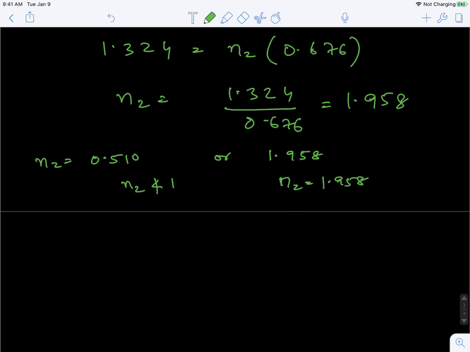Now what kind of crystal could this be? I would leave that as an exercise to you guys. Check through the refractive indices of a lot of dielectrics or a lot of crystals. You will find something close to the value that you obtain.